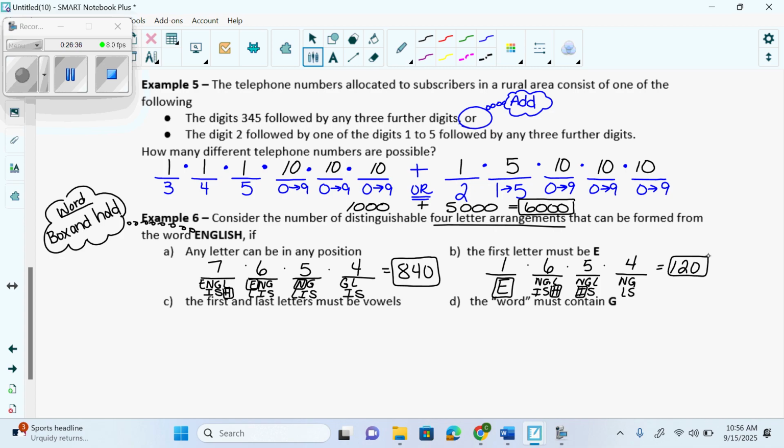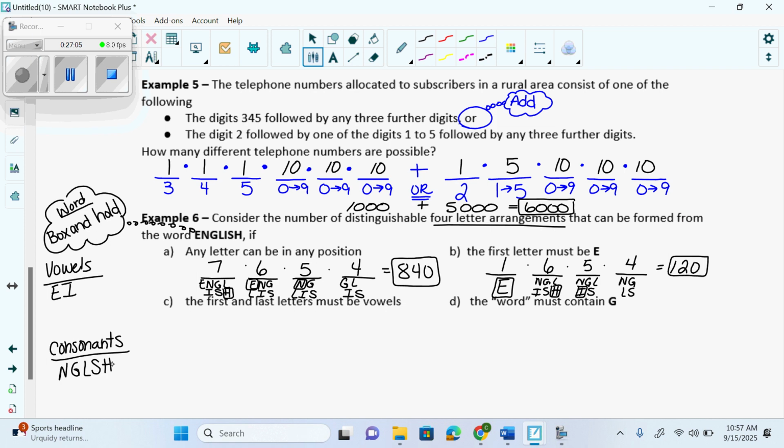This one says the first and last letters must be vowels. Well, let's separate them. So I have vowels and consonants. So I have E is a vowel, N is a consonant, G, L, I, S, H. Do we agree?